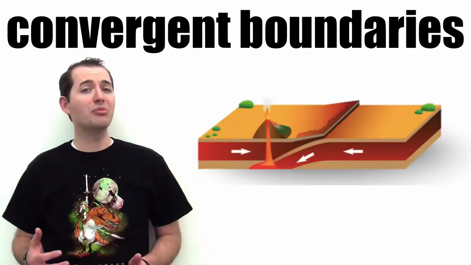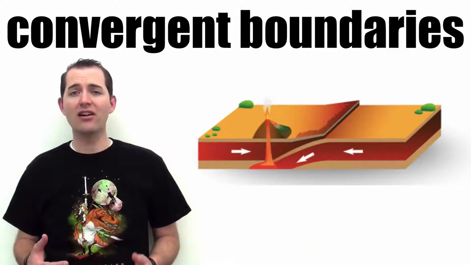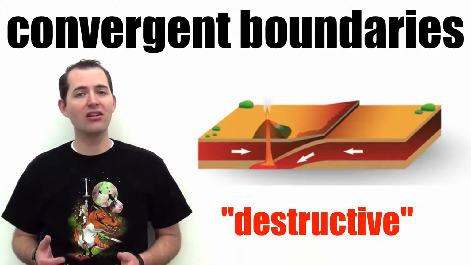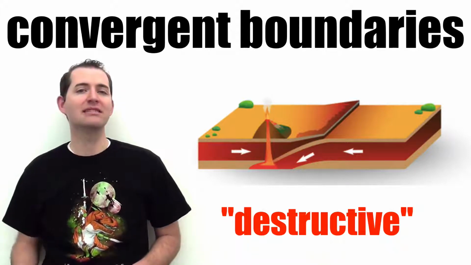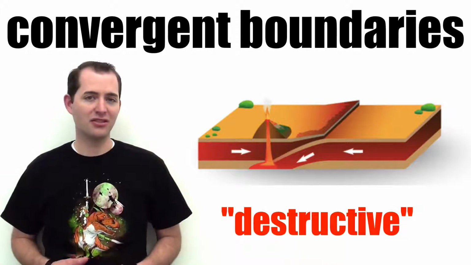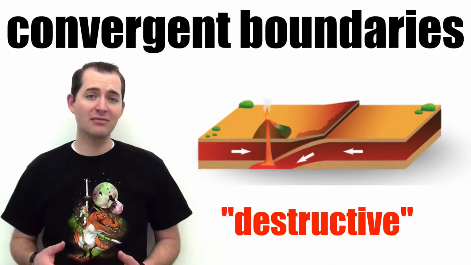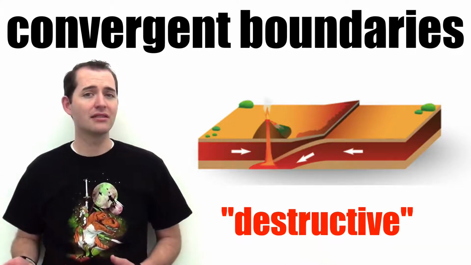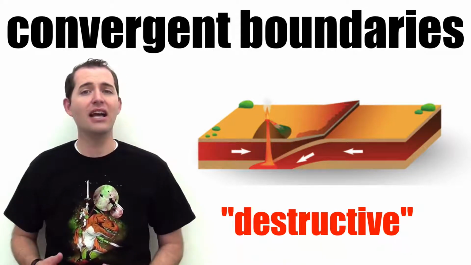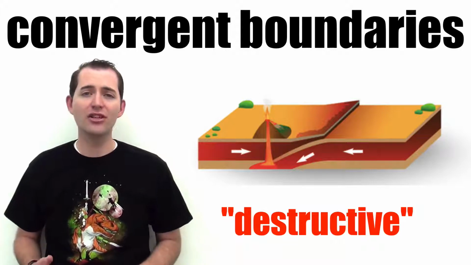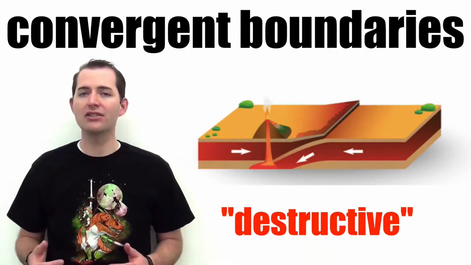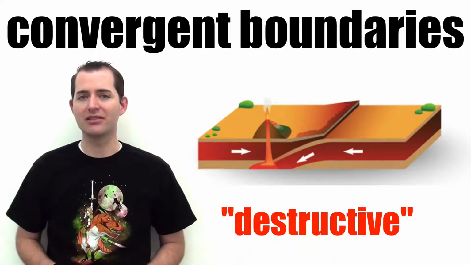Convergent boundaries are where two plates are moving towards each other, and they are also known as destructive boundaries. This is because in nearly all convergent boundaries, one of the plates must sink beneath the other. This is what's known as a subduction zone. And the plate that's part of the subduction zone is destroyed. Convergent boundaries are most easily recognized by their topography and bathymetry. Most convergent boundaries have mountains along one side of the boundary and a trench or valley along the plate boundary.